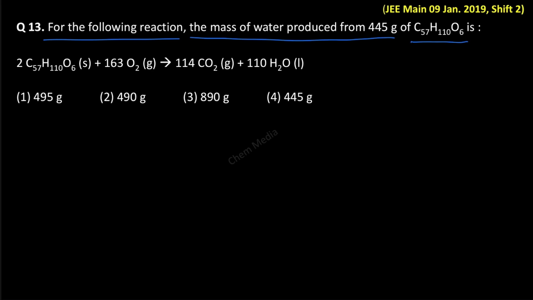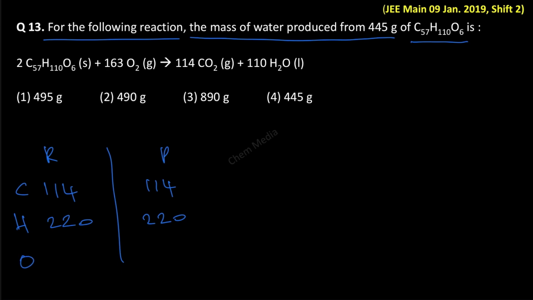I'll tell you why. First of all, let us see whether the equation is self-balanced or not. On the product side, we have 114 carbon atoms. On the reactant side too, we have 114 carbon atoms because 2 times 57. And then on the reactant side, we have 220 hydrogen atoms. On the product side too, we have 220 hydrogen atoms, 110 times 2.